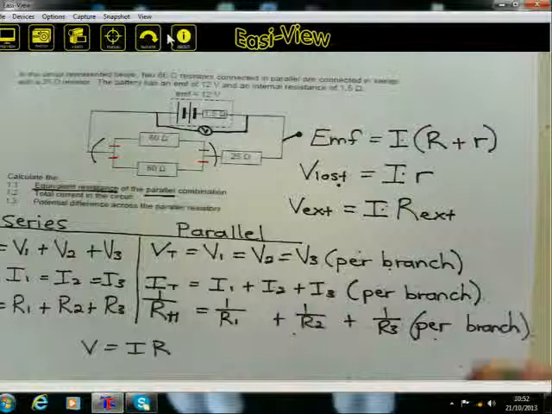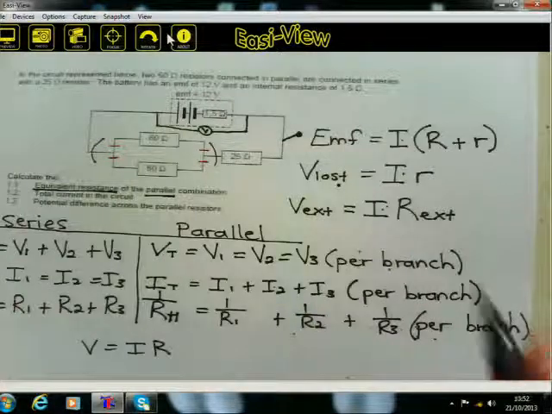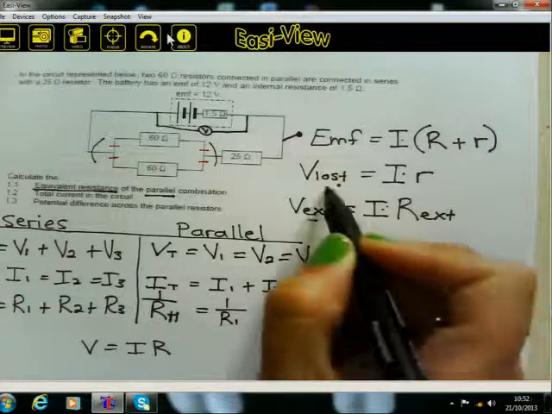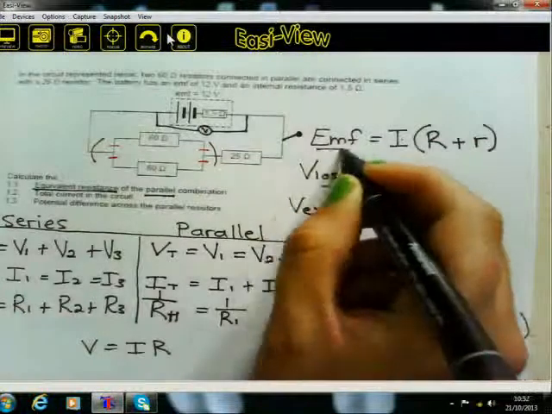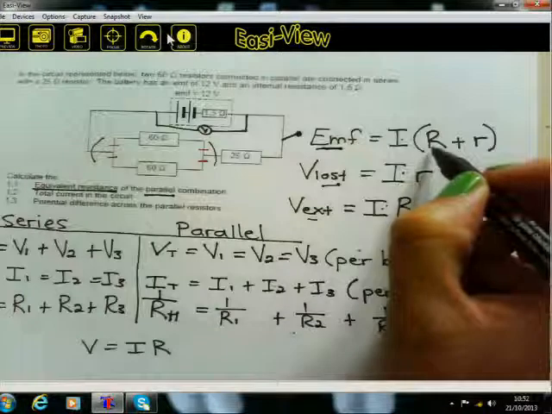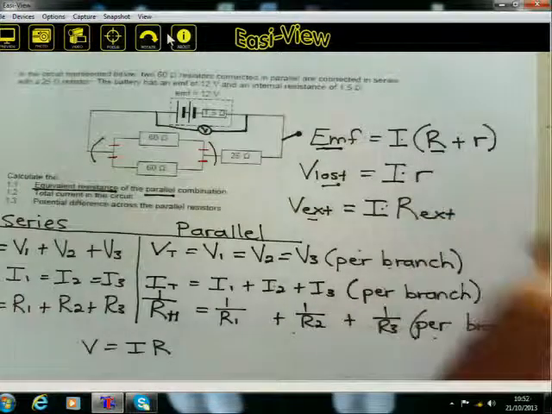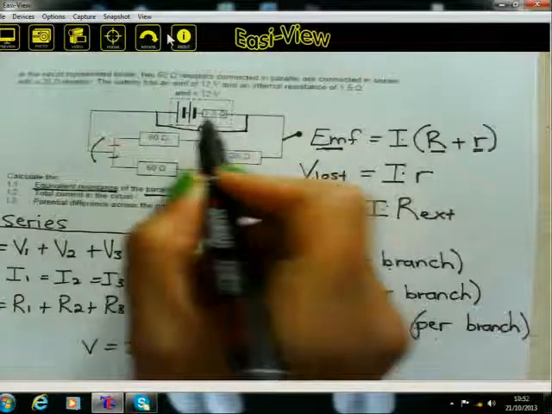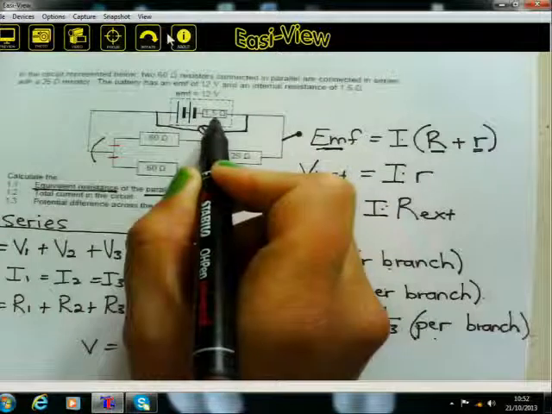So you are being forced to work with EMF because you don't even have the V lost. You don't have V external. You don't have V lost, but you do have the EMF. We do have the EMF. And do you have the total external resistance? Not yet, but we can calculate it. Do you have internal resistance? Yes, we do. They gave it to us, 1.5 ohms.